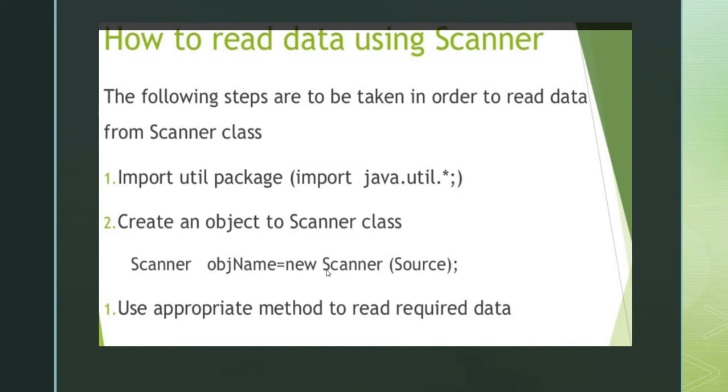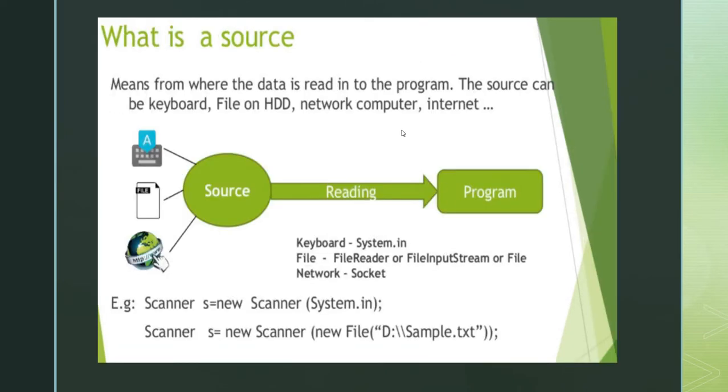Scanner object name equal to new Scanner and source. So what is the source? The source could be anything, which I'll discuss in the next slide. Use the appropriate method to read the required data. Source means from where the data is read into the program. The source can be the keyboard, a file on hard disk, a network computer or internet connections. So the source could be the keyboard, the file, the internet, web portal, etc. We can read the input from these many sources into the Java program.